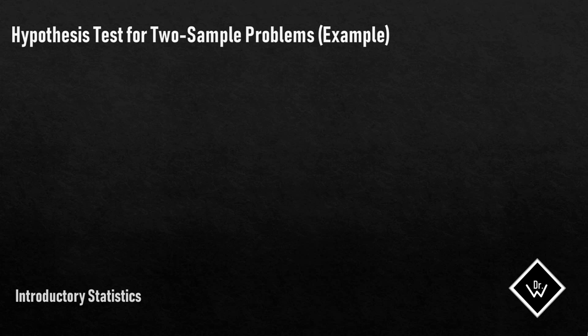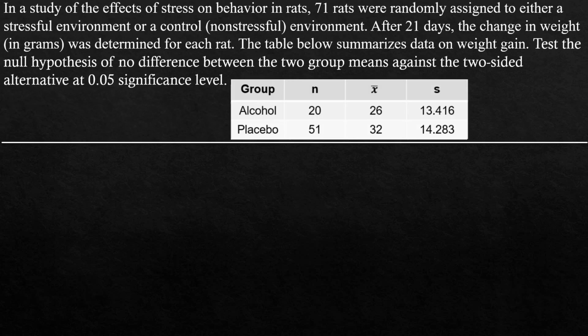Hypothesis test for two sample problems. Example. In a study of the effects of stress on behavior in rats, 71 rats were randomly assigned to either a stressful environment or a controlled environment. After 21 days, the change in weight was determined for each rat. The table below summarizes data on weight gain. Test the null hypothesis of no difference between the two group means against the two-sided alternative at 0.05 significance level.